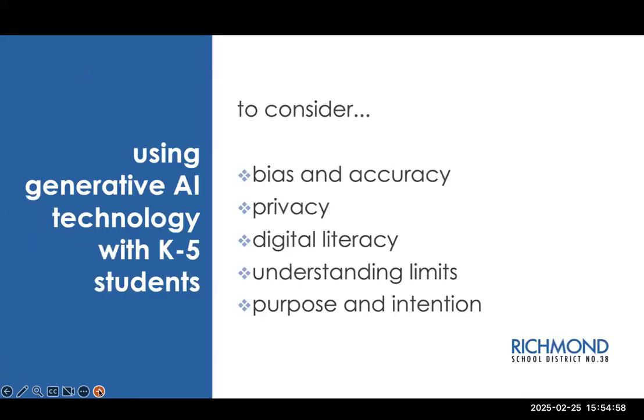And then when we think about using generative AI technology with kindergarten to grade 5 students, I think there's still lots of things that we need to consider. Bias and accuracy: again, it's AI, it's artificial intelligence, so not everything is going to be accurate. There might be bias that's being held or communicated. So we need to have a lens or a filter to think about that when we're using this kind of technology with our younger students. Privacy, digital literacy, understanding the limits of AI, and I think most importantly is why would we use it? What is the purpose? What is the intention?